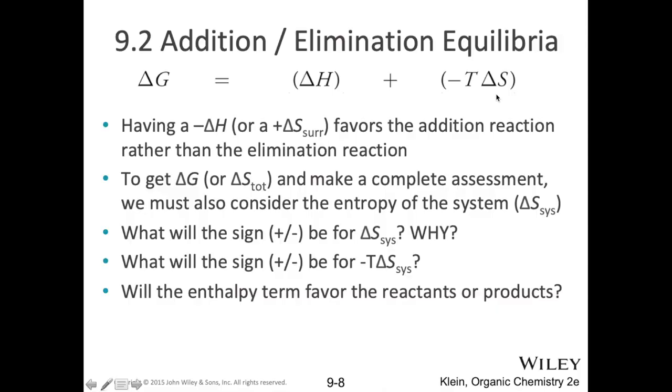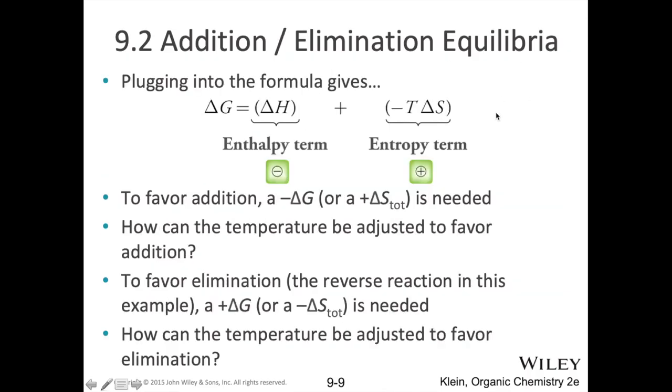For delta S, you want to think about how entropy for this reaction is going to change as you go from your two reactants to your one product. You're going from two reactants, which have more degrees of freedom, and they're now stuck together as one product. That's a decrease in entropy, so delta S is going to be a negative term. But remember, delta S is tied into this term with negative T. So overall, this term is going to be positive for your addition reaction. So now you should realize that you have a conflict.